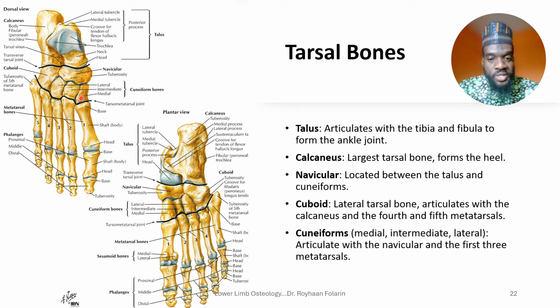And finally, the cuneiforms. So these cuneiforms, there are three of them. You see them in a line, both dorsally and plantally. The most medial of them is called the medial cuneiform. The most lateral is known as the lateral cuneiform, and that's the one that is next to the cuboid. And the one in between those two is known as the intermediate cuneiform bone.